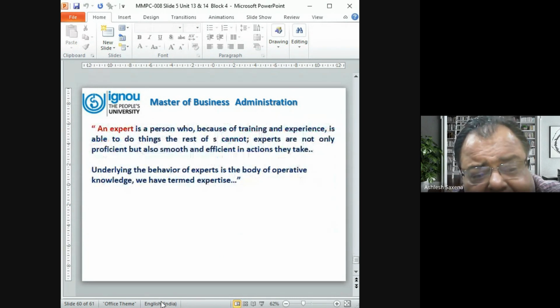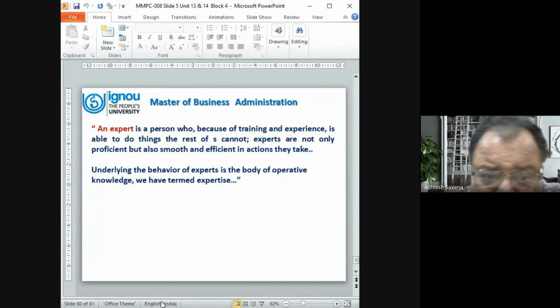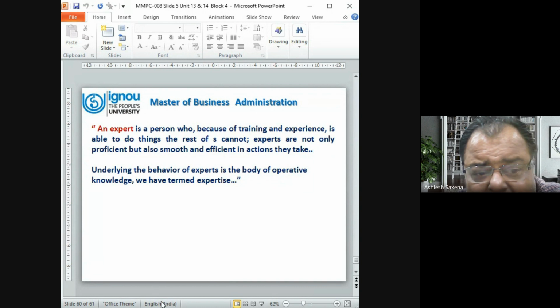An expert is a person who, because of training and experience, is able to do things the rest of us cannot. Experts are not only proficient but also smooth and efficient in the actions they take. And underlying the behavior of experts is the body of operative knowledge we have termed expertise.